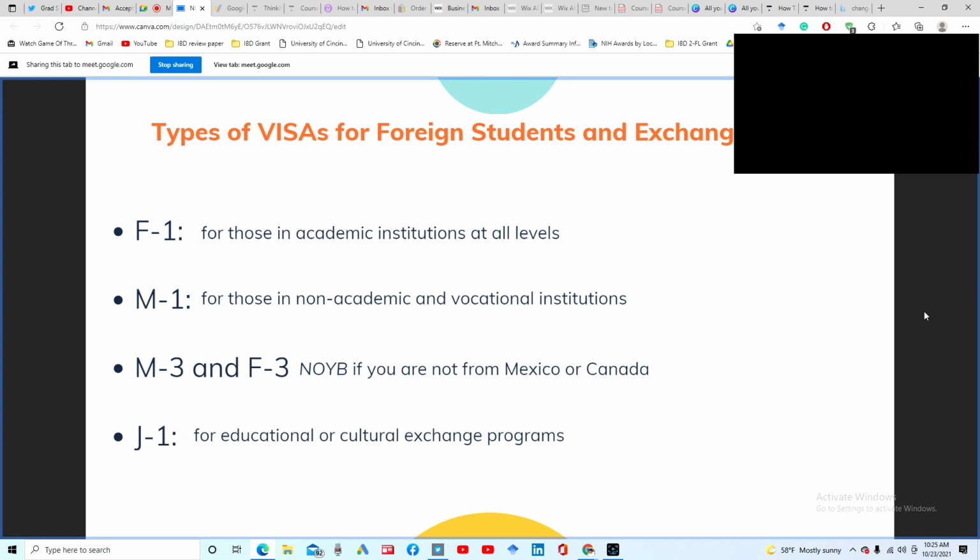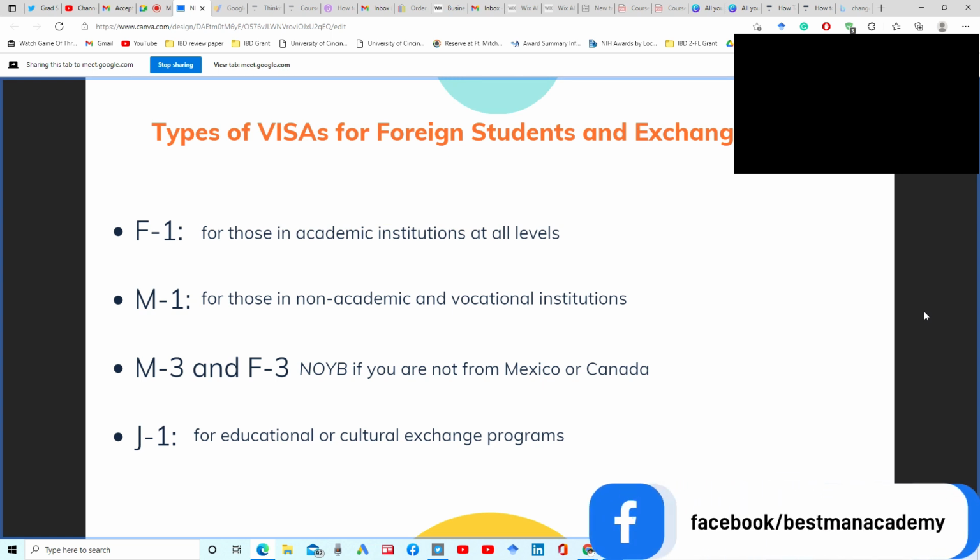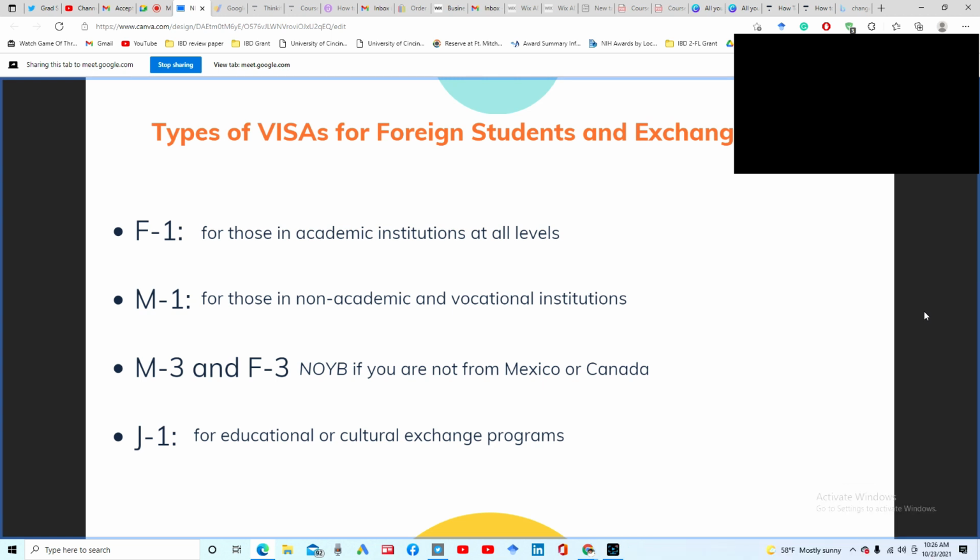Now, there is a last one called J1, which is usually for people in cultural exchange programs or educational exchange programs, like people coming for temporary study or like getting trained in, maybe you're going to do your research here and go back home, or nurses or something, or medical professionals, certain medical professionals. But there's a lot of students that can also be in this category.